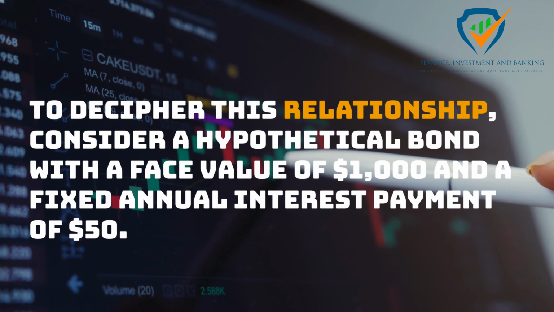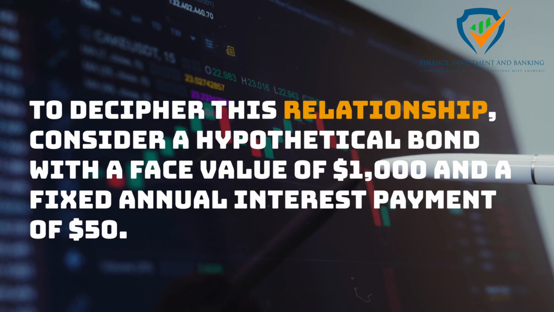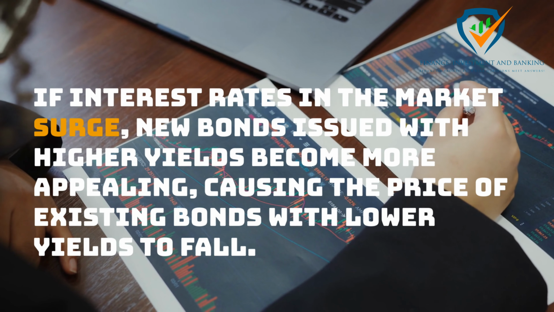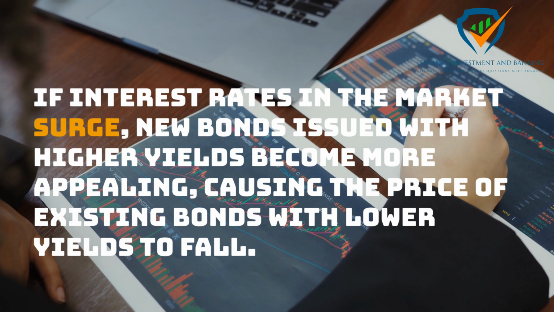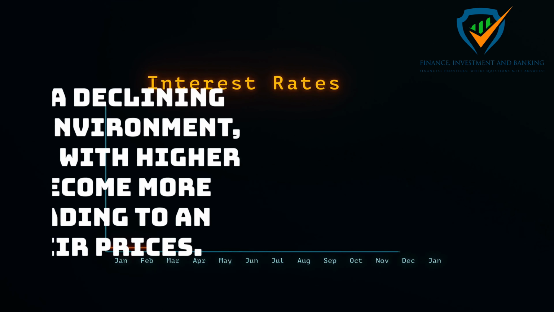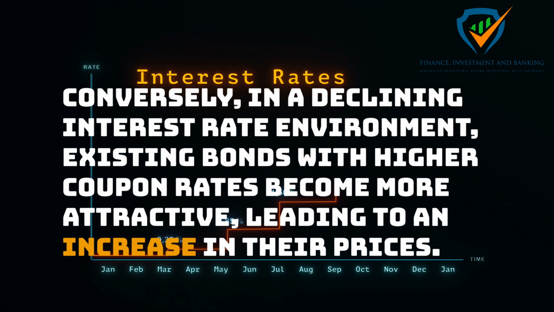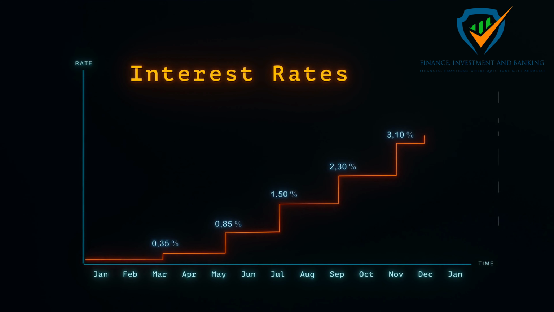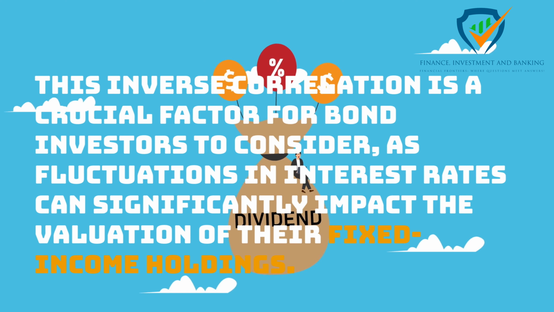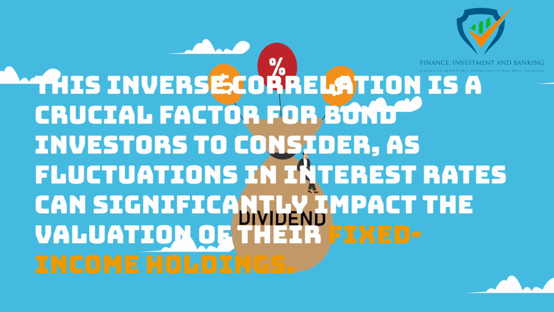To decipher this relationship, consider a hypothetical bond with a face value of $1,000 and a fixed annual interest payment of $50. If interest rates in the market surge, new bonds issued with higher yields become more appealing, causing the price of existing bonds with lower yields to fall. Conversely, in a declining interest rate environment, existing bonds with higher coupon rates become more attractive, leading to an increase in their prices. This inverse correlation is a crucial factor for bond investors to consider, as fluctuations in interest rates can significantly impact the valuation of their fixed income holdings.